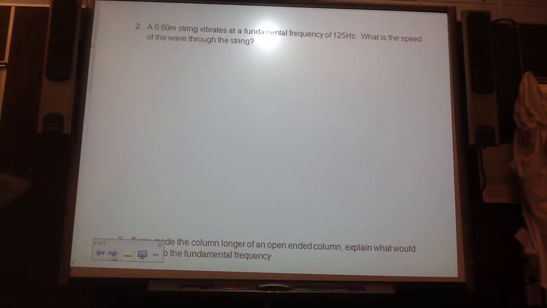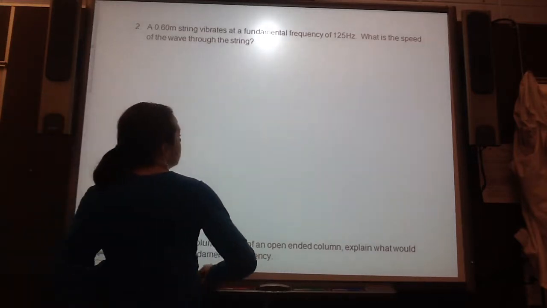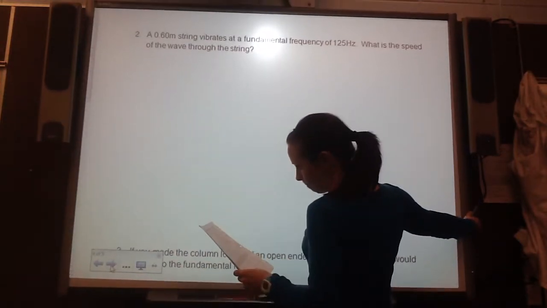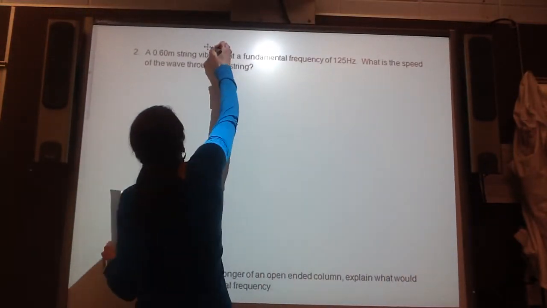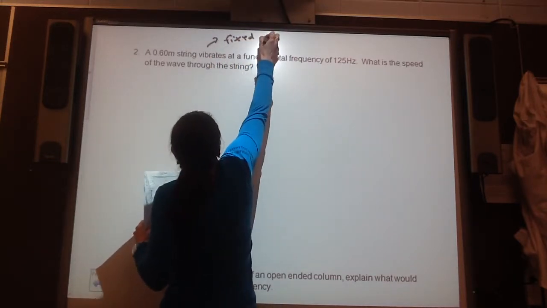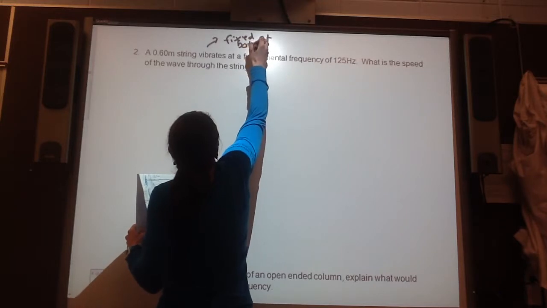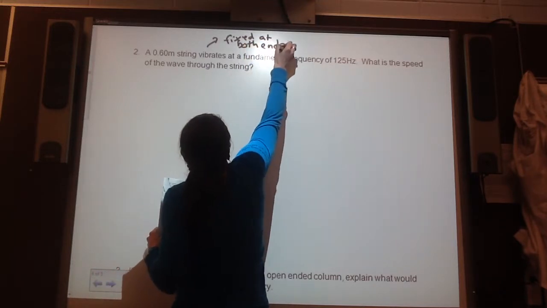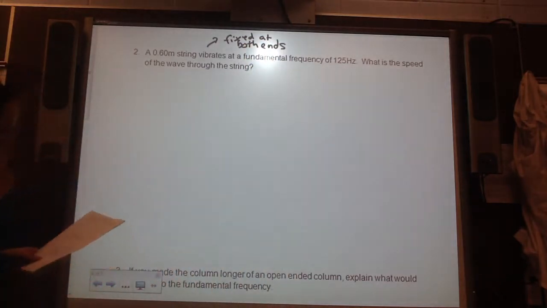Okay. A 0.6 meter string vibrates. Oh, and let's assume it's fixed at both ends. I forgot to put that in this question. So it's fixed at both ends. It has a fundamental frequency of 125 hertz. What is the speed of the wave through the string?